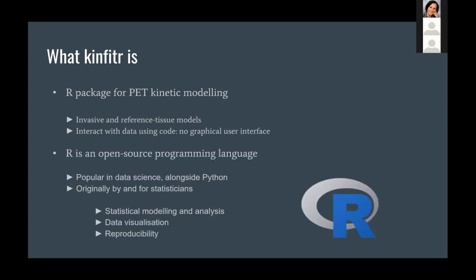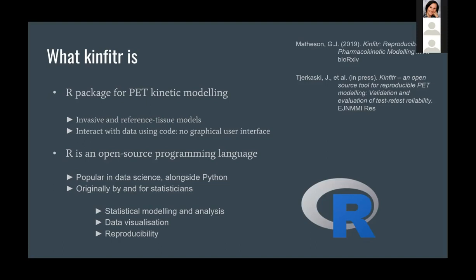When I say an R package, I mean that it's written in R and it works within R. R is an open source programming language. It's very popular in data science alongside Python. It was originally written by and for statisticians, but it now has a much wider user base. As such, it contains a large number of tools for statistical modeling and analysis, for data visualization, as well as for reproducibility.